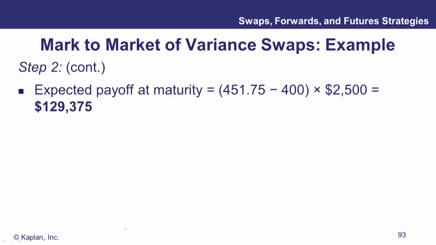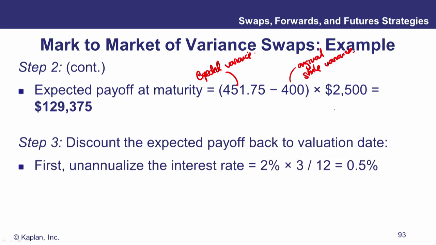Okay, so your expected payoff at maturity is the new expected variance that we calculated, that weighted average, minus the original strike variance, multiplied by your variance notional of $2,500. That's 129,375. That is a payoff at time T, so we're going to discount that back to today.